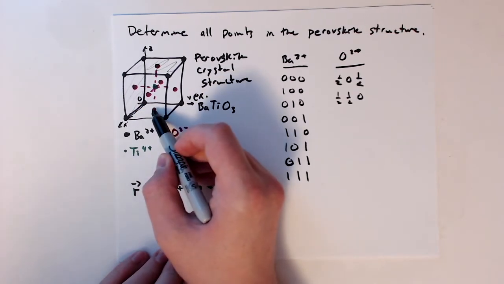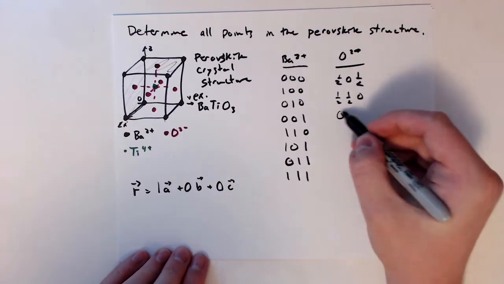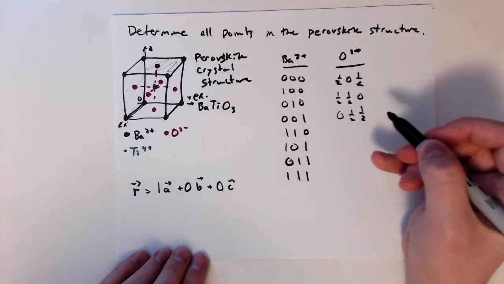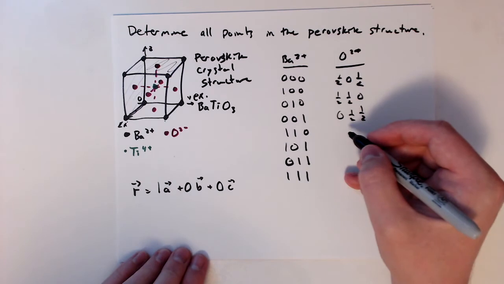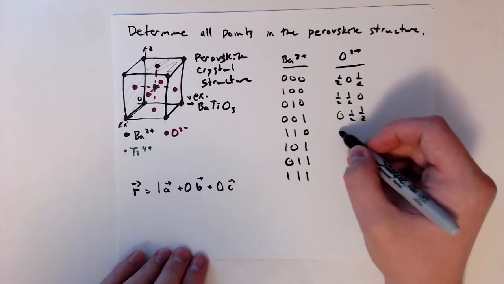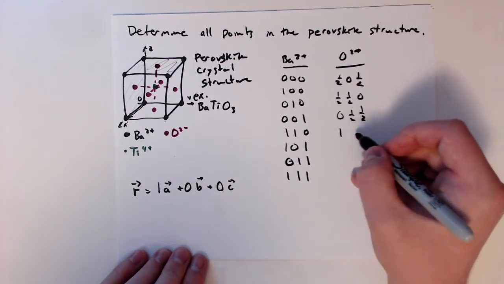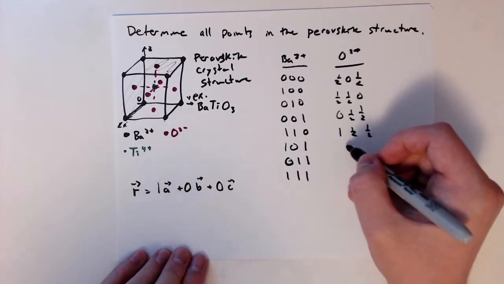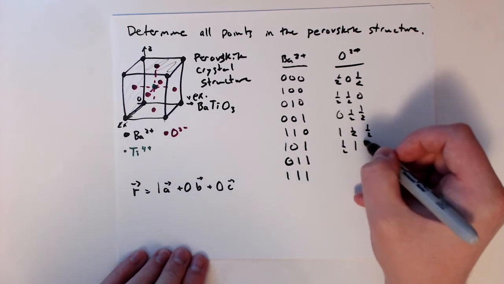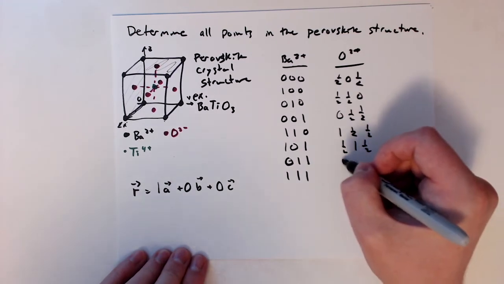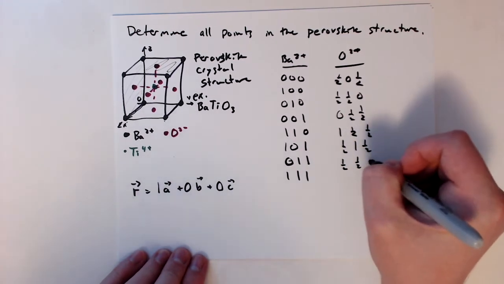So this is the bottom one. I can also have 0, 1/2, 1/2. And then I can start using 1. So 1, 1/2, 1/2, then 1/2, 1, 1/2, and then 1/2, 1/2, 1.